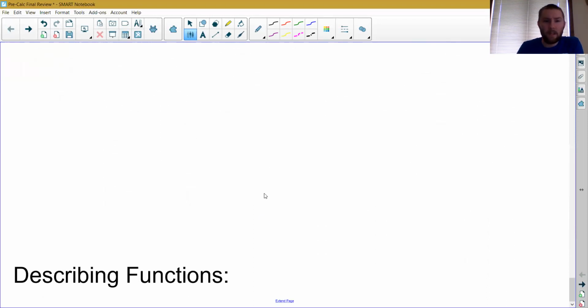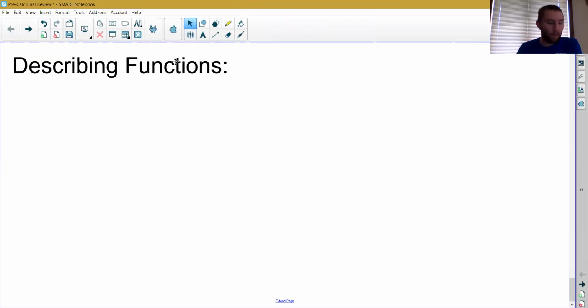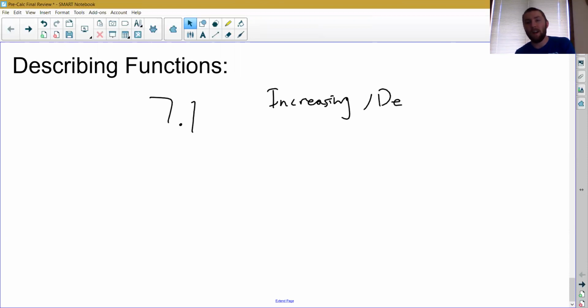Then the only other thing that we did in chapter 7, we did 2 sections of chapter 7. We did section 7.1.1 and 7.1.2. So we combined them into one. Section 7.1 was about describing functions. So we talked about increasing, decreasing. We talked about concavity, right? That was some of our new vocabulary. We talked about concave up, concave down, up versus down.